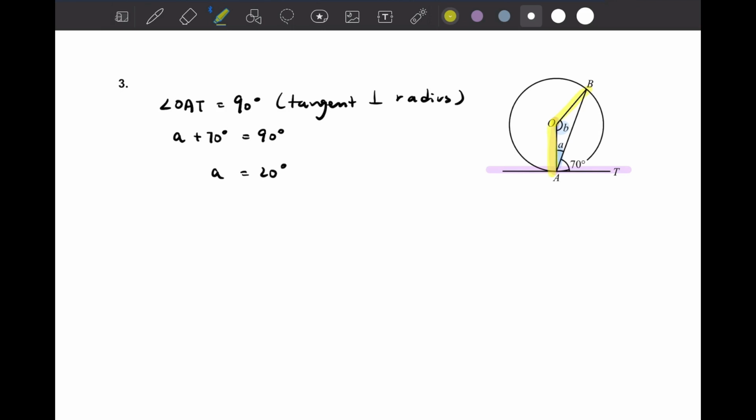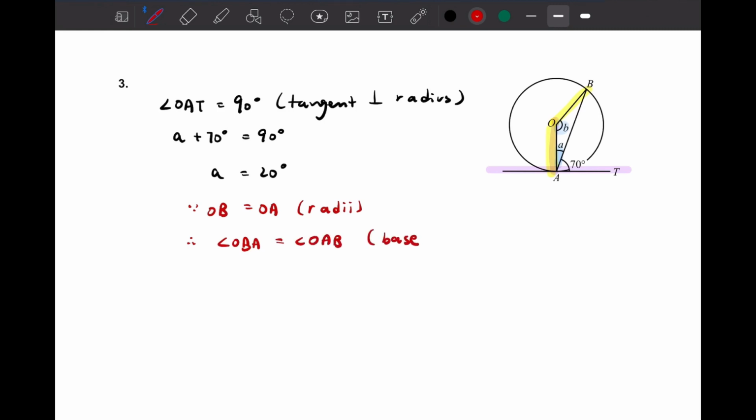So then you have to look at some other information in order to find B. So this here. It didn't say that they are the same length, but because OB equals OA, they are the radius. Therefore, angle OBA is equal to angle OAB, base angles, isosceles triangle. So therefore, it's 20 degrees.